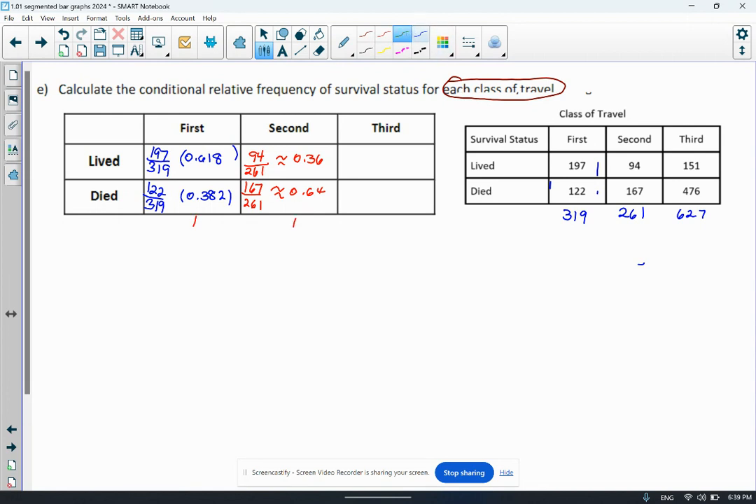And now we're going to do third class. So the condition is now third class, and we have 627 third class passengers. 151 survived, or 476 did not survive. And this is approximately 0.241, and this is 0.759.